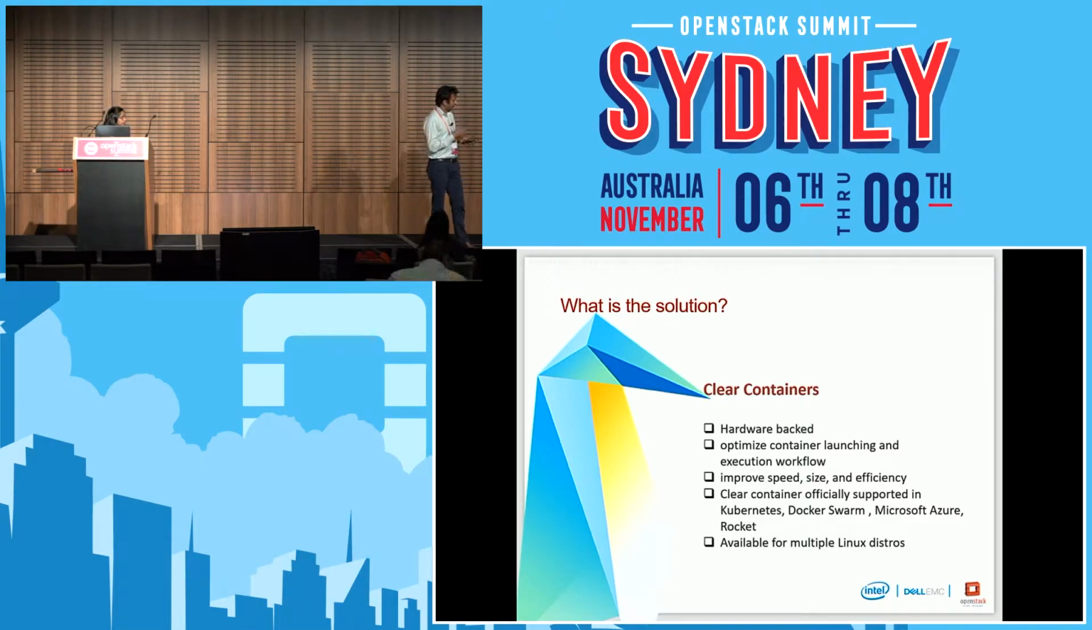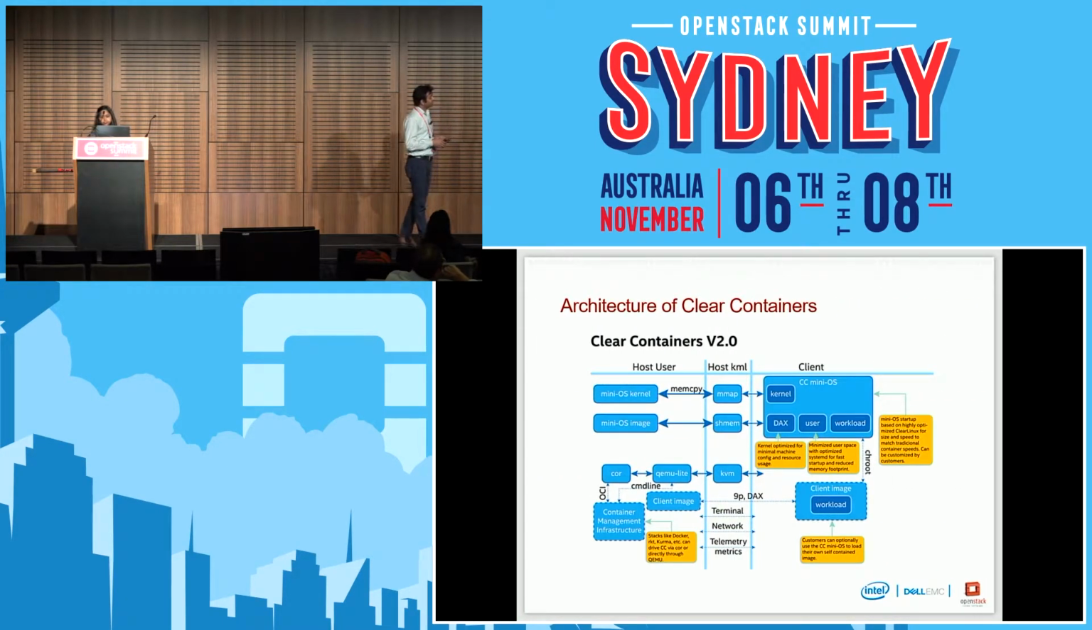And Clear Containers is already officially supported on all these platforms, including Microsoft Azure, Kubernetes, Docker Swarm, everywhere. And multiple Linux distributions are supported: CentOS, Fedora, Clear Linux, Ubuntu. All these distributions are already supported. So it's just a matter of time before we start utilizing this feature in the native cloud. Next page, please. So here is the architecture of Clear Containers. Let's get into the details here.